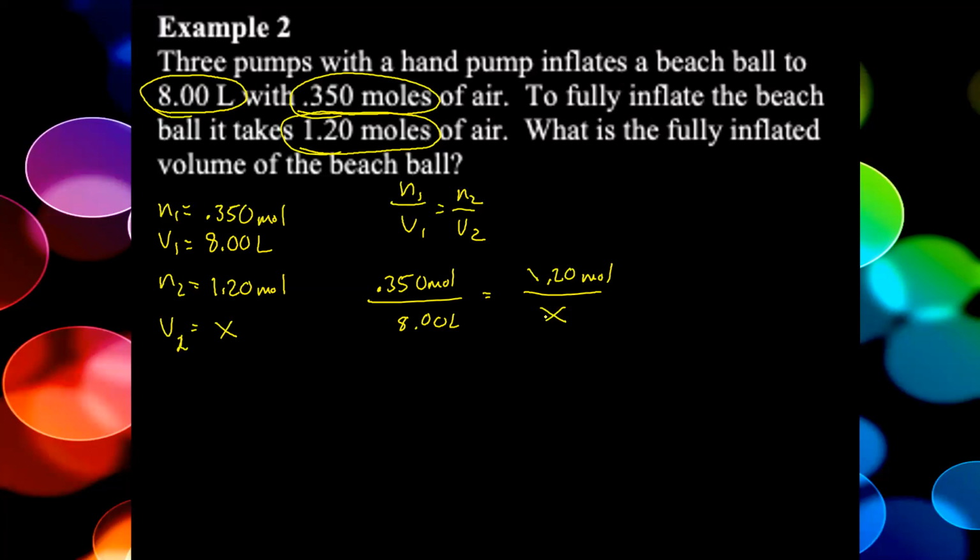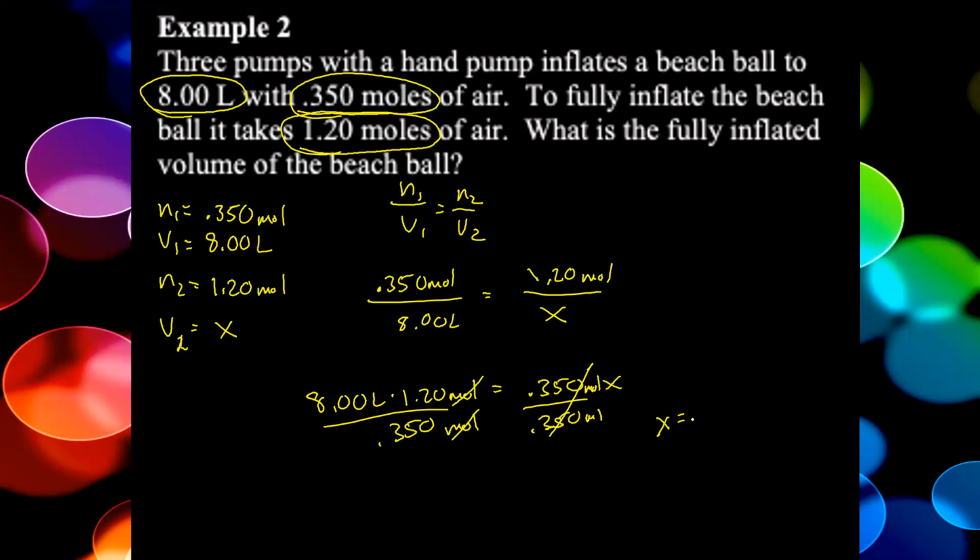Now, does it weird you out that X is in the denominator? I hope not, because it doesn't change anything. It's still cross multiply divide. Still going to be 8 liters times 1.20 moles will equal 0.350 moles times X. So I'm going to divide by 0.35. And there we go. So still cross multiply divide, doesn't matter if your X is in the numerator or denominator, the math still works out just fine. Notice moles cancel, so liters would be my answer.